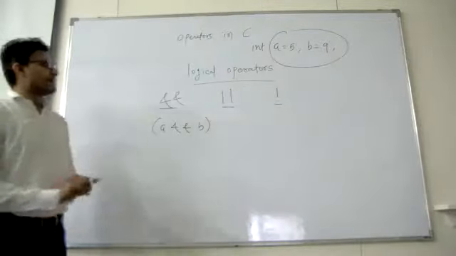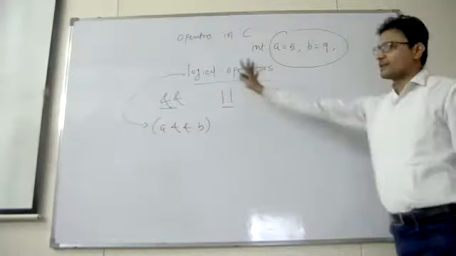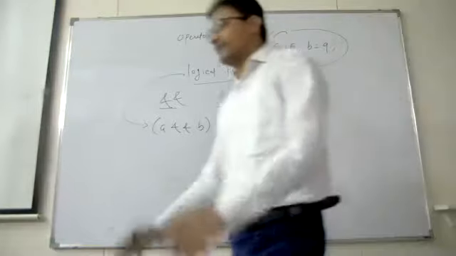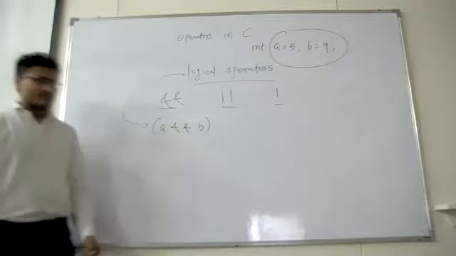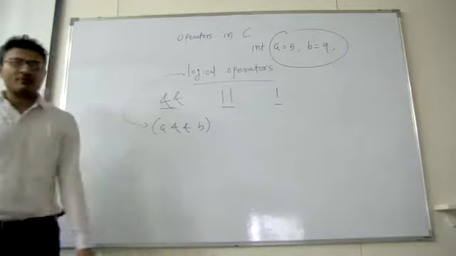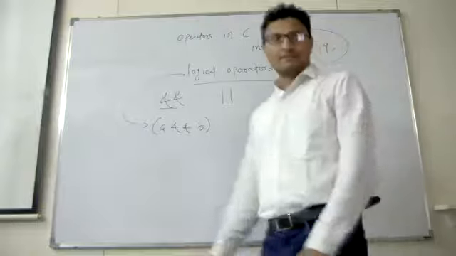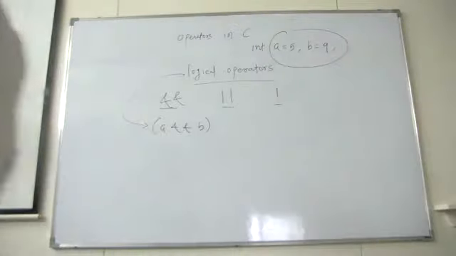a && b is a logical operator; two ampersands means it is a logical operator. And the answer would be true or false only, either 1 or 0. So what would be the answer of a logical and b? True. Okay, one.